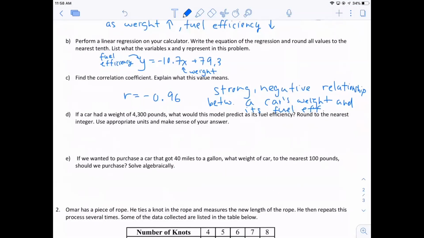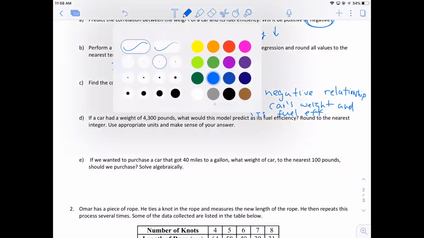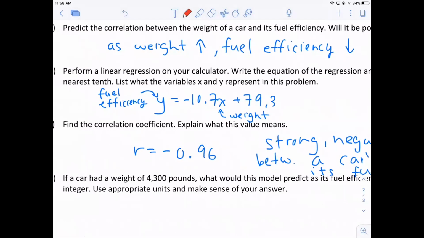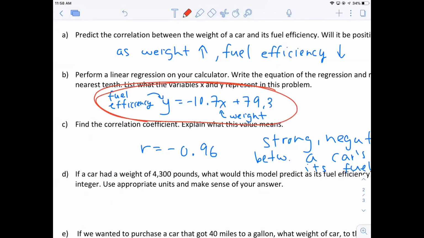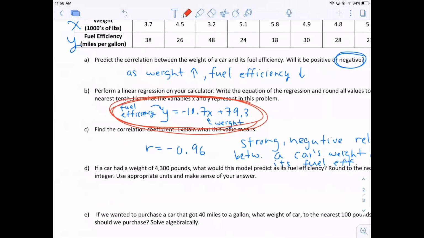Now that we have this equation, this is kind of like our line of best fit. It is our line of best fit. We can use that to make predictions. So I'm going to go back to the calculator. This next part is completely optional.